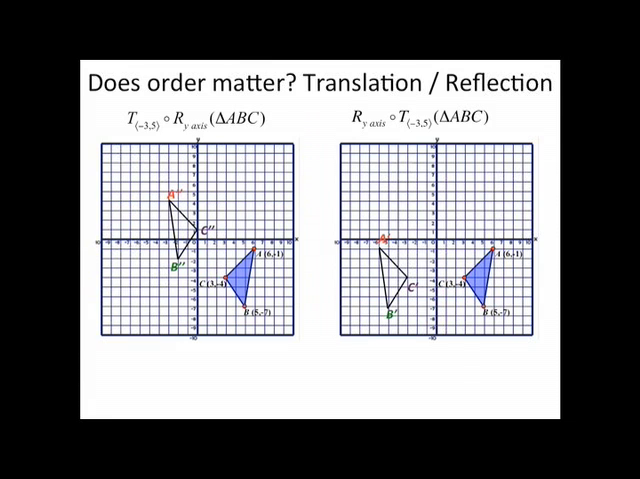My second transformation is a translation. 3 to the left and 5 up, mark the point, 3 to the left and 5 up, mark the point, 3 to the left and 5 up, mark the point, draw my triangle, get rid of all the intermediate steps.